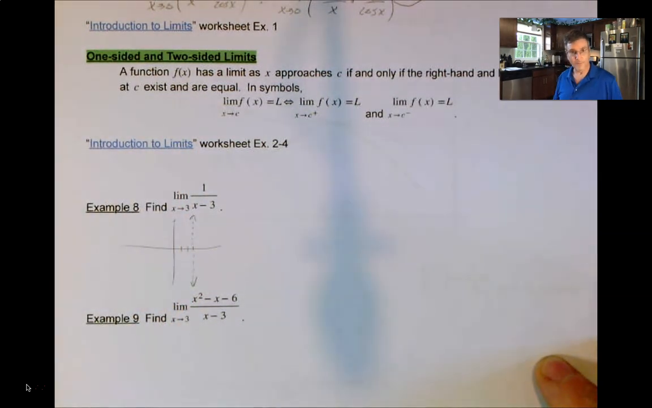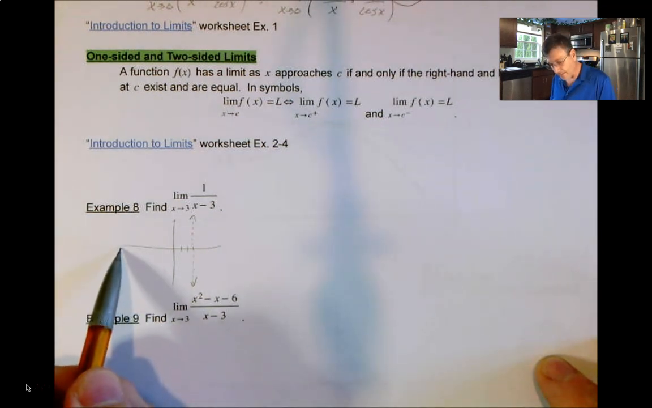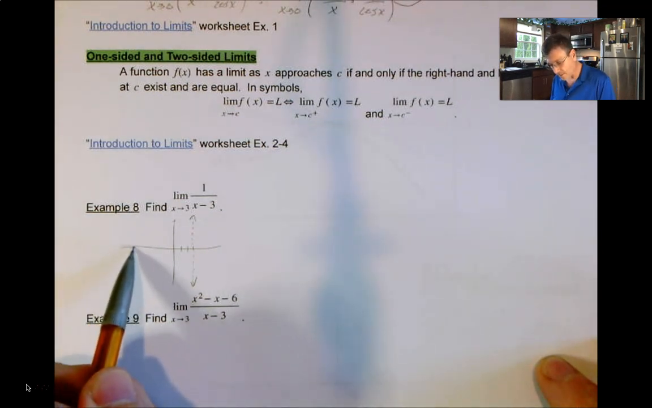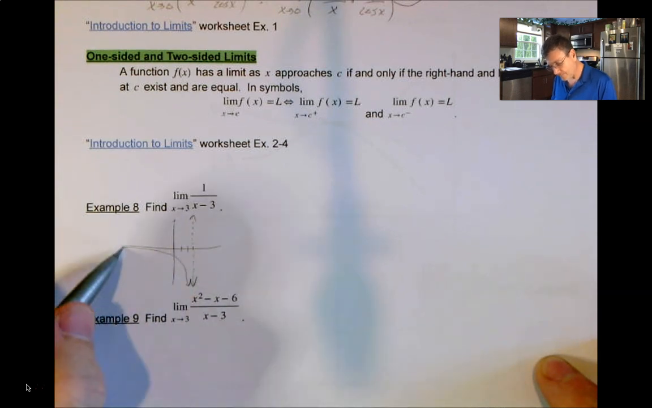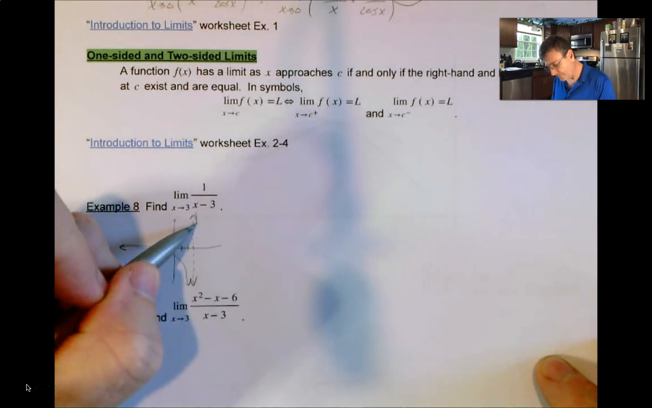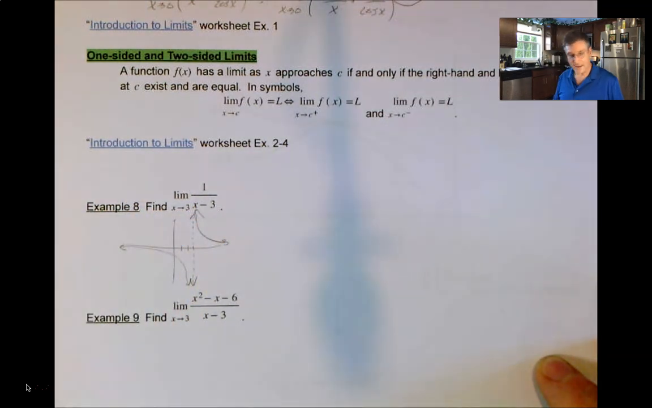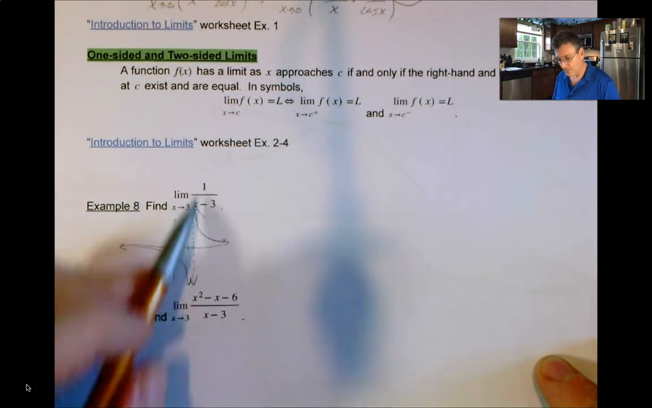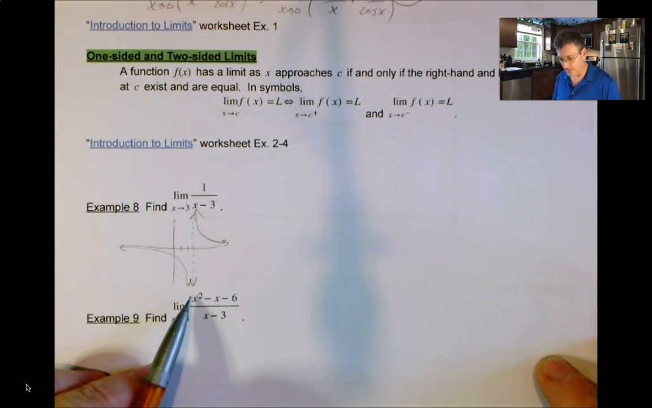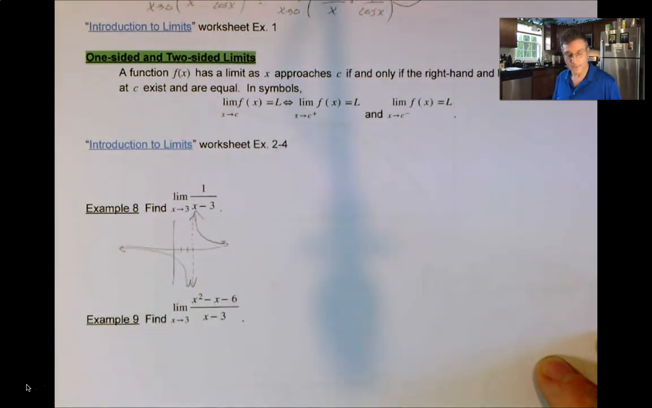Hopefully you remember from your Algebra 2 days how to come up with the graph of rational functions. So the graph looks like this. The x-axis is an asymptote. We have a vertical asymptote at x equals 3, and we have opposite corners here. We can graph this function.